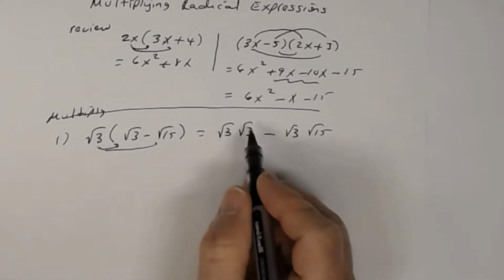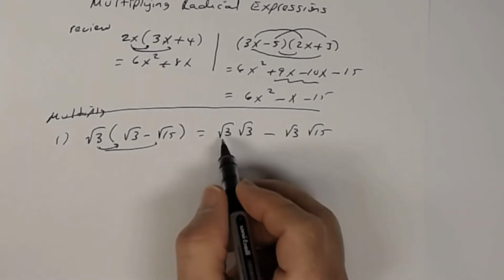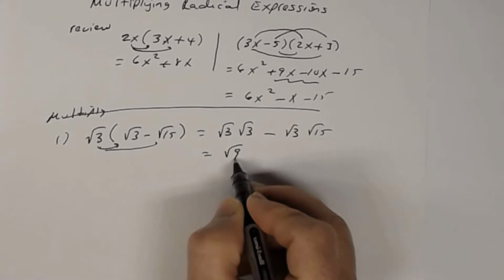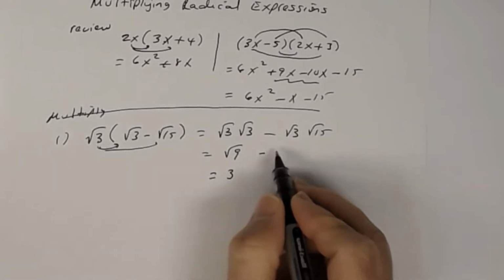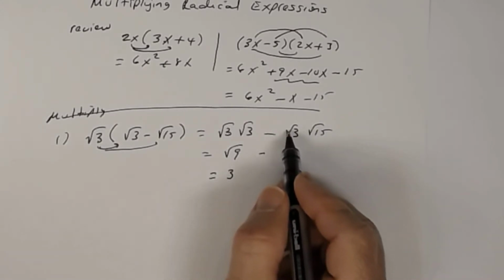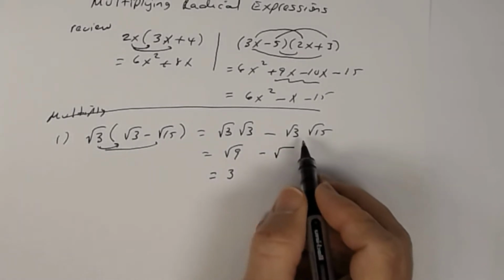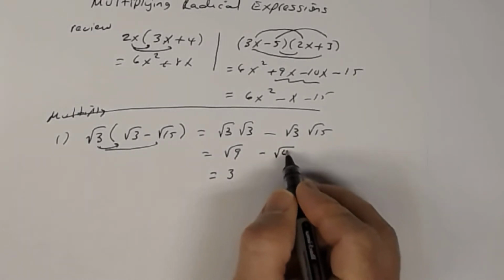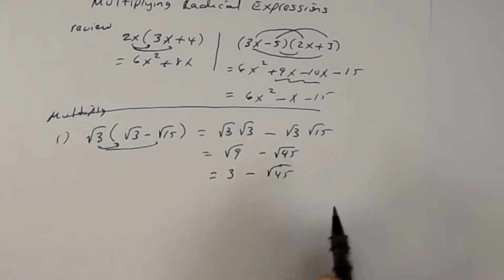Then you use some information that you learned in the past. The square root of 3 times the square root of 3, I can write as one radical. That's the square root of 9, but many of you knew that that was 3. And then over here, remember the indices are the same. So the square root of 3 and the square root of 15 is just the square root of 15 times 3, which is 45. So I get 3 minus the square root of 45.